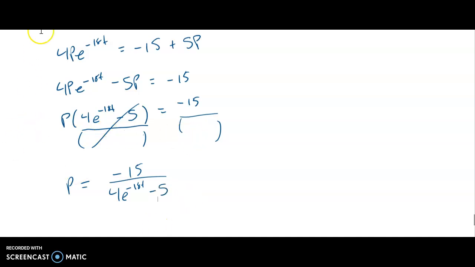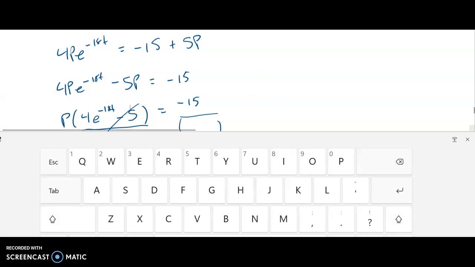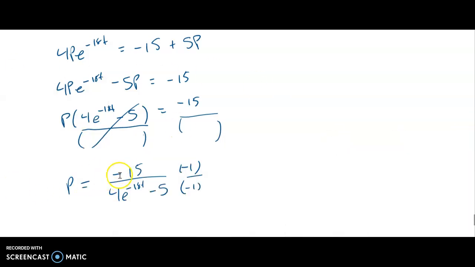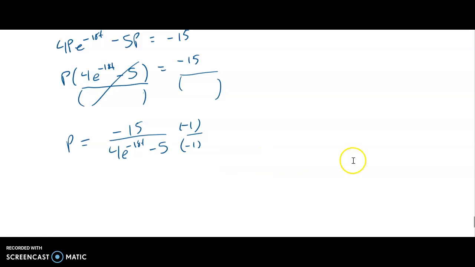So let's talk about what this means. And actually, before I talk about what it means, I'm going to change the way it looks just a little bit. I'm going to multiply by negative 1 over negative 1. Why is that? Because I just really don't like this negative out front of the 15. I would much rather not have it there. So if I do that, I get that P of t is equal to positive 15. When I distribute this negative 1 into both terms here, and then put the positive one first, I get 5 minus 5 minus 4e to the negative 18t.